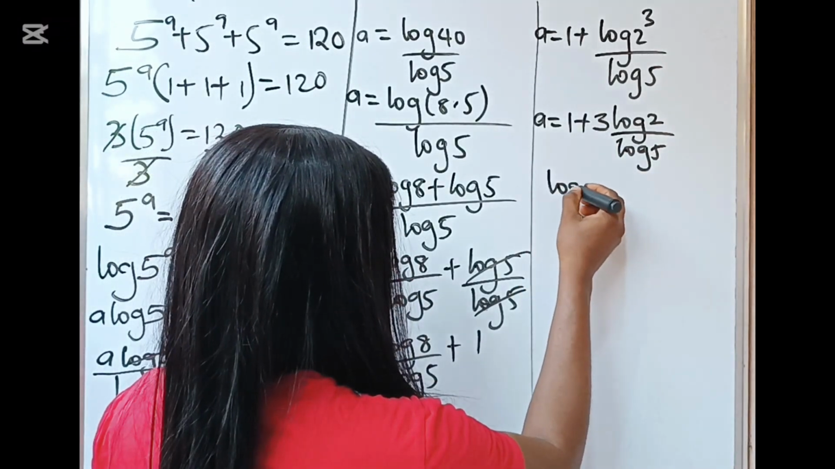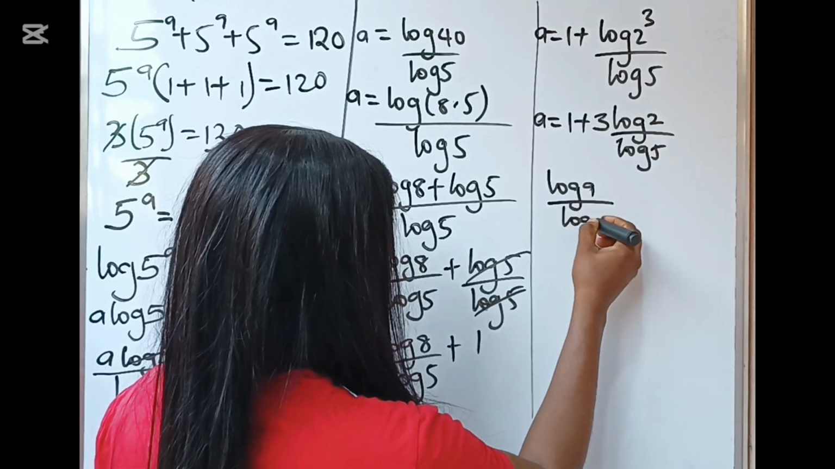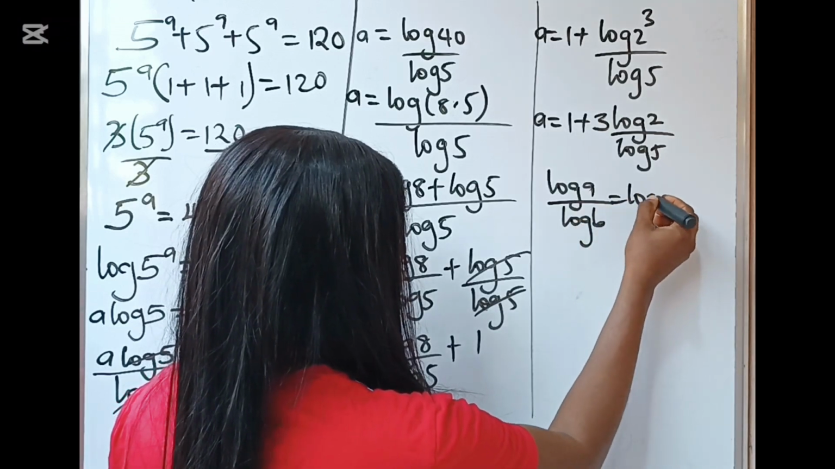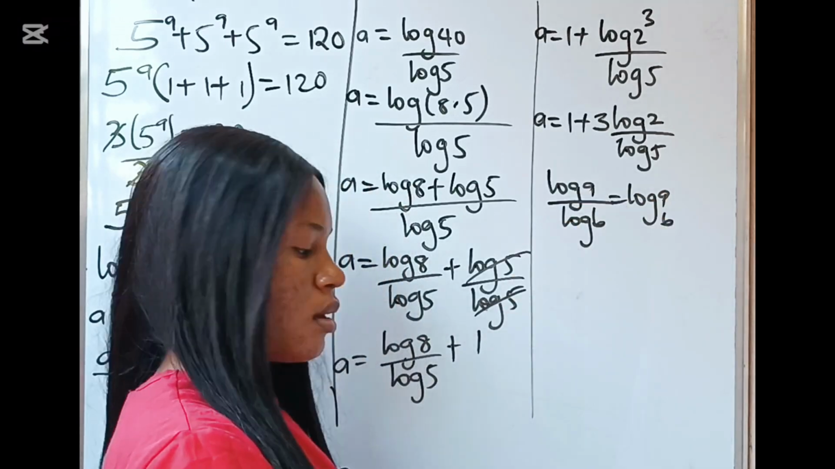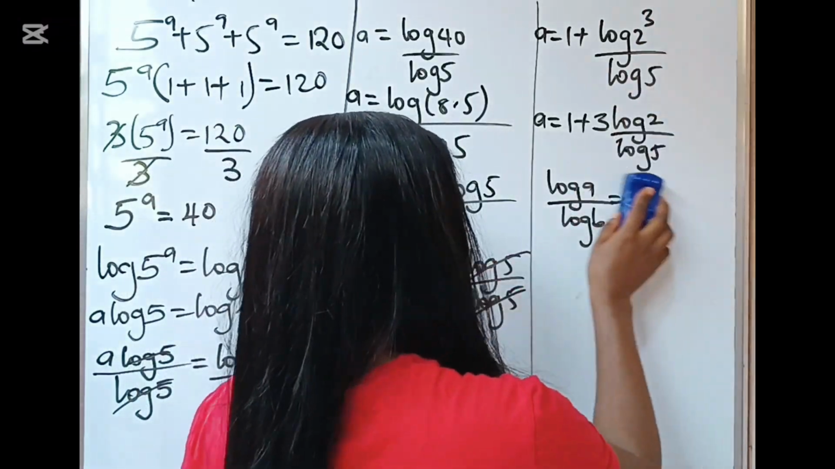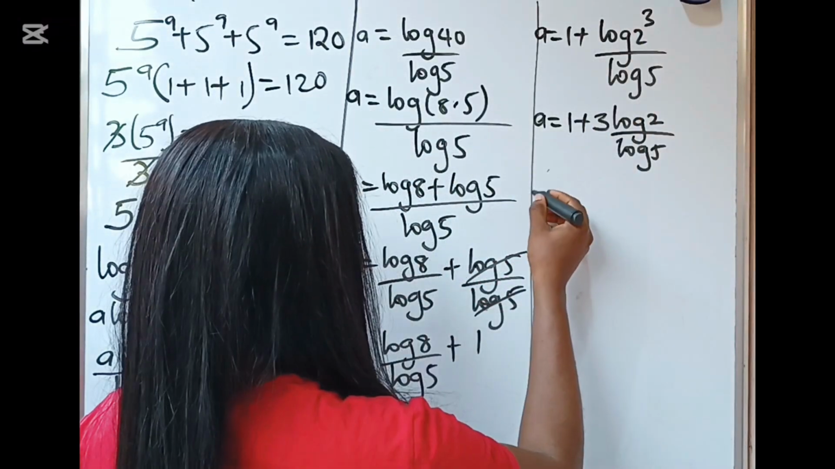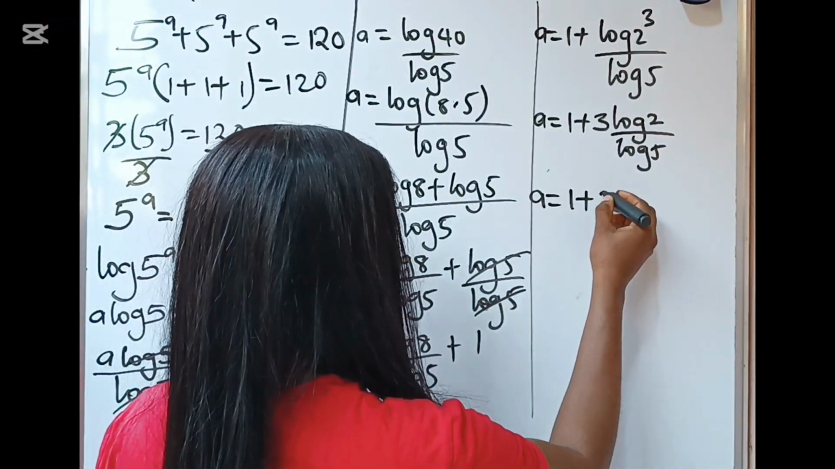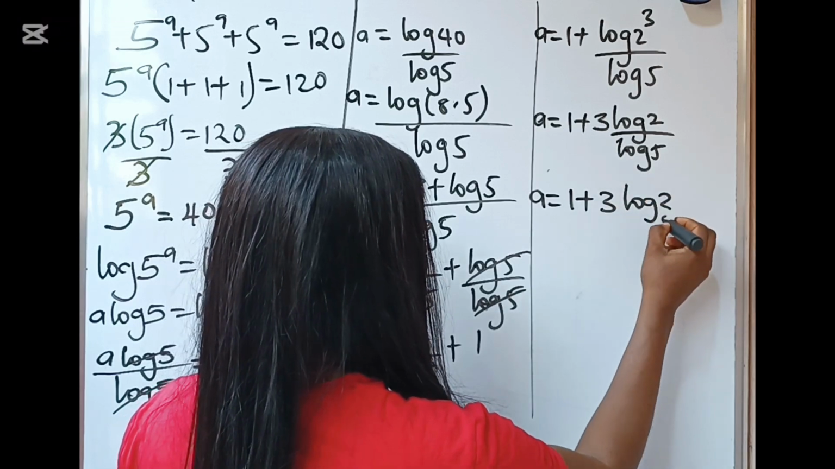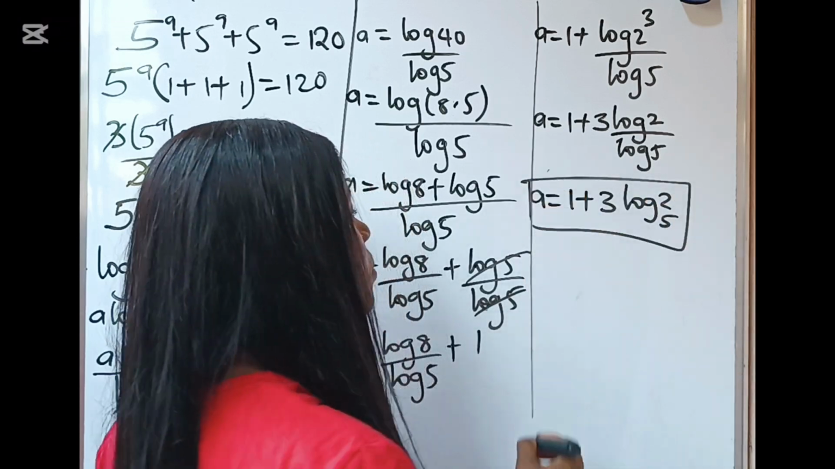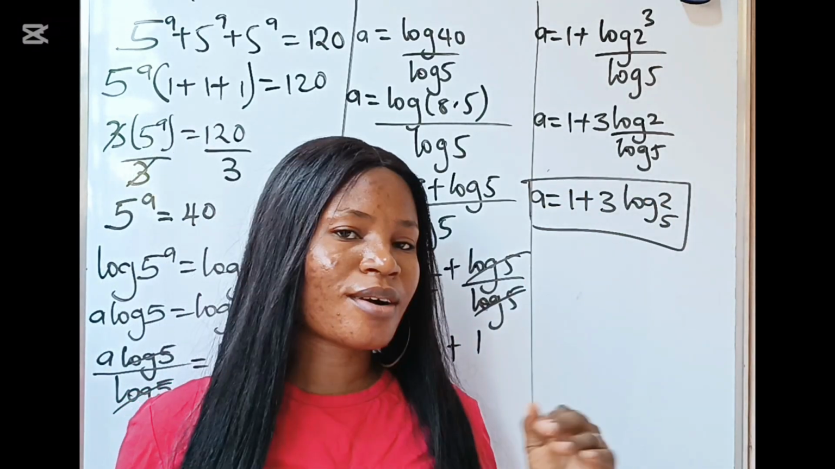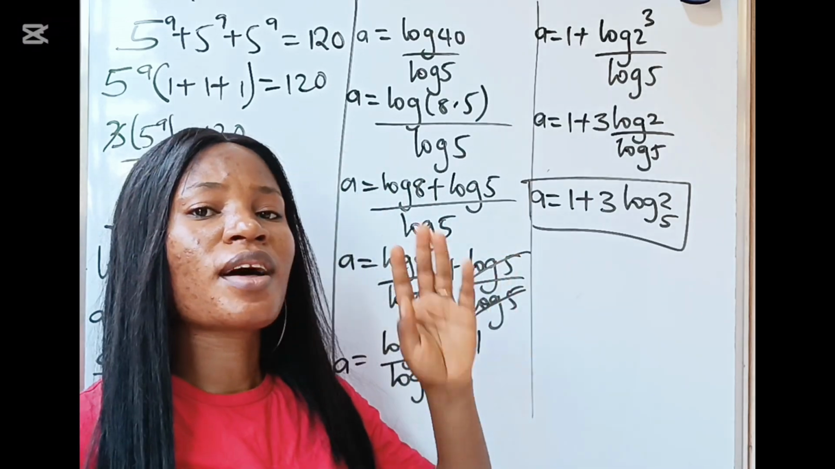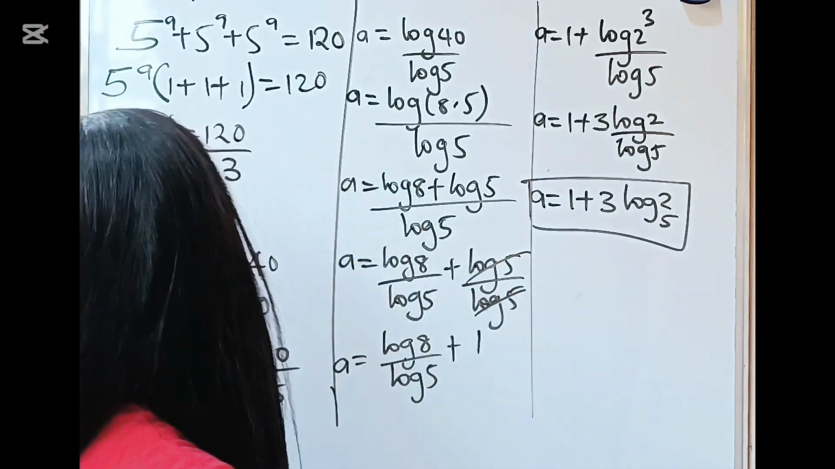So when you have log a divided by log b, it is equal to log a base b. Therefore, we can write a to be equal to 1 plus 3 log 2 base 5. Yeah, so this is the simplest form of a we can get without a calculator. Now let us prove that the answer we got is correct.